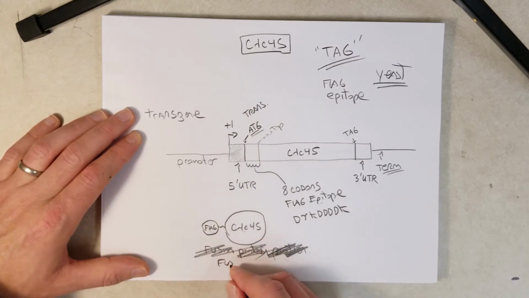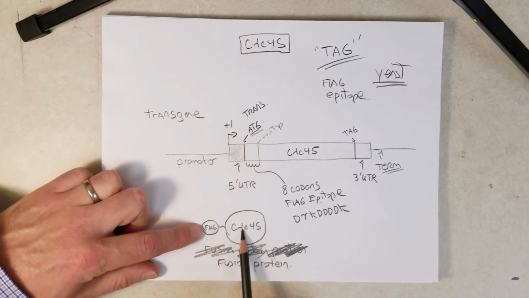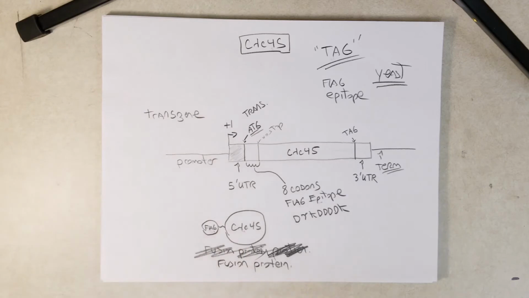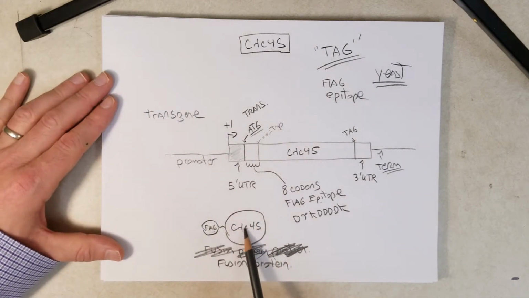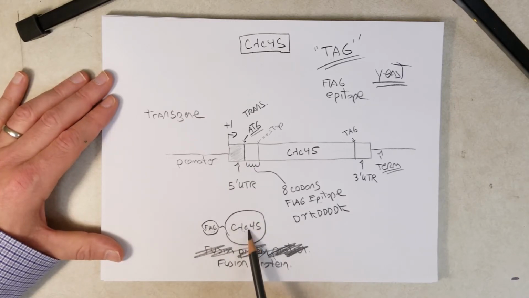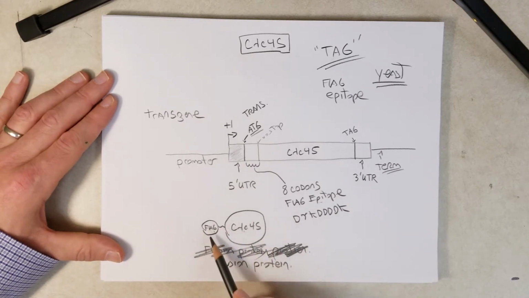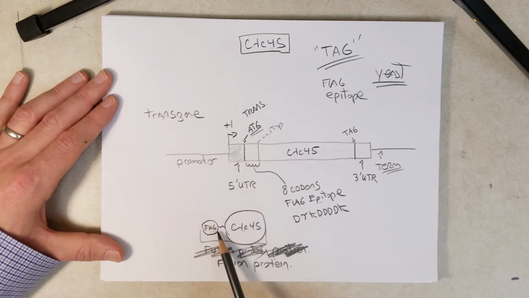This is a fusion protein between the flag epitope and CDC45. Now, we can also say this is the tagged version of CDC45. We can also say this is the CDC45 that's been tagged with the flag epitope. Essentially, these are joined together. Okay, now this is going to allow us to easily purify the CDC45 protein.